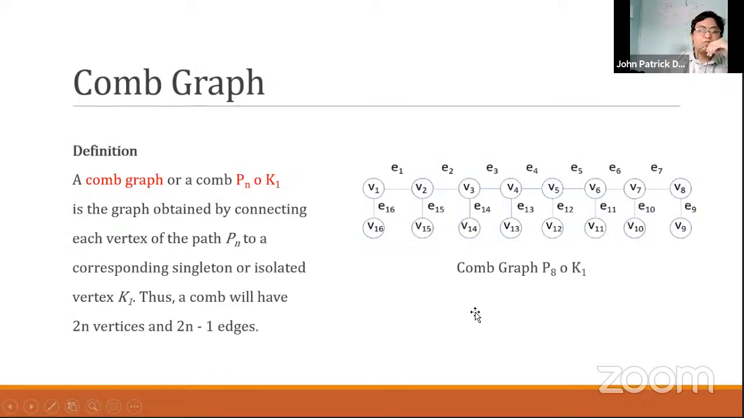The next graph is the cone graph. A cone graph, or a cone P sub n circle K sub 1, is a graph obtained by connecting each vertex of the path P sub n to a corresponding singleton or isolated vertex K sub 1. Thus, a cone will have 2n vertices and 2n minus 1 edges. In this example, there is a path, V sub 1 up to V sub 8, and it has pendant vertices, V sub 9 up to V sub 16. As a graph, it looks like a comb.